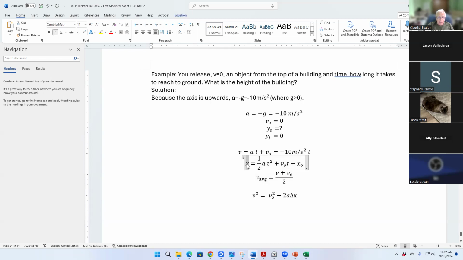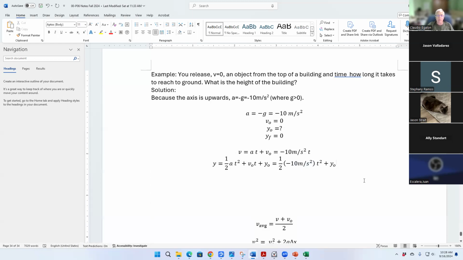x will be replaced by the letter y. y naught is the unknown, the one that we do not know. v naught, we know that's 0, so it can be taken out of the equation, and acceleration is minus 10 meters per second square. I'm going to put it here between parentheses. For now, I don't need those other two equations, but I want to keep them around.